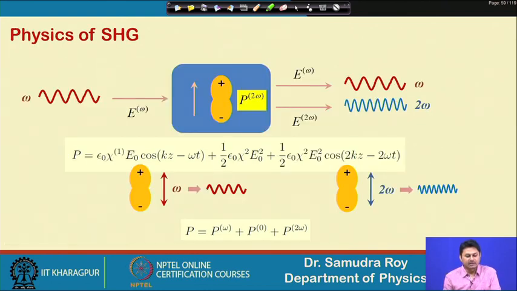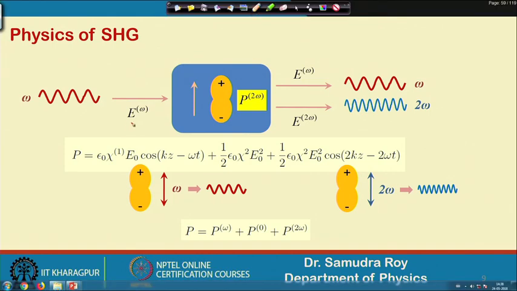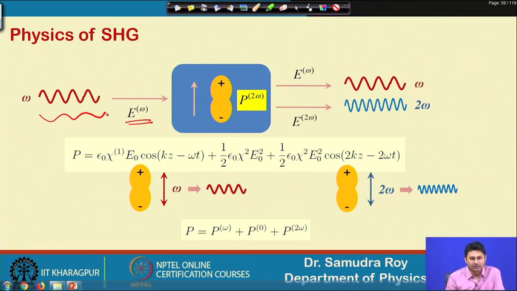Now, let us understand the physics behind that. This is a very important thing, and I should emphasize that you should understand it carefully. Let us try to understand step by step. I am launching an electric field E with a frequency omega. So, this is my representation of the frequency, omega. This E is launched into the system.